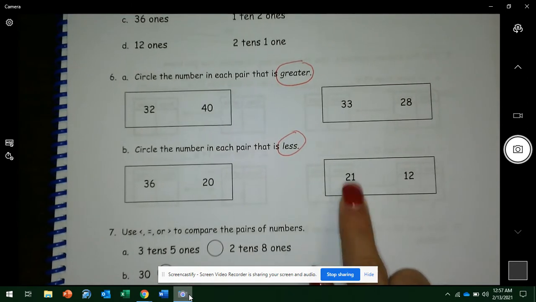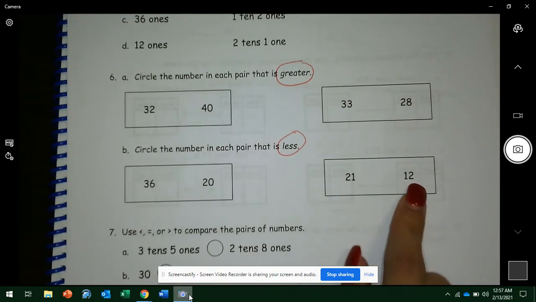Look at your second box. 21, 12. Which number is less? Get ready. Circle it.